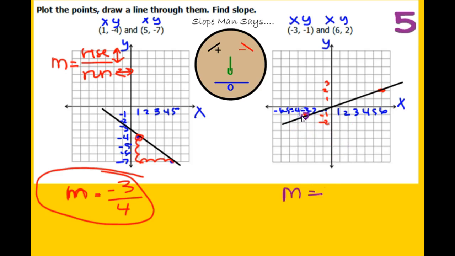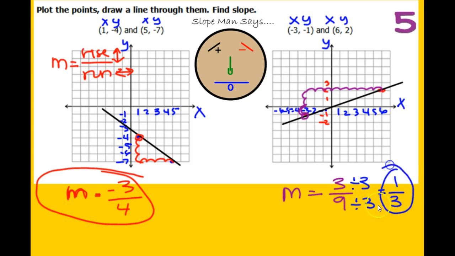From this point, I'm rising 1, 2, 3. And this is here, so that was 1, 2, 3. Rise 3. And I'm running 1, 2, 3, 4, 5, 6, 7, 8, 9. That would be an okay answer, but I want to simplify. I can divide by 3. 3 over 3 is 1. 9 divided by 3 is 3. So my slope is 1 over 3.